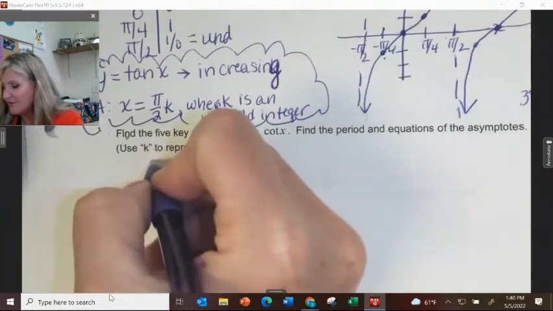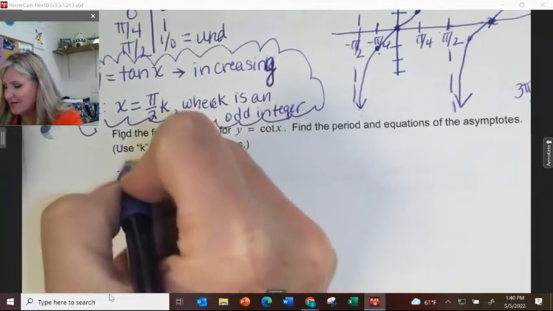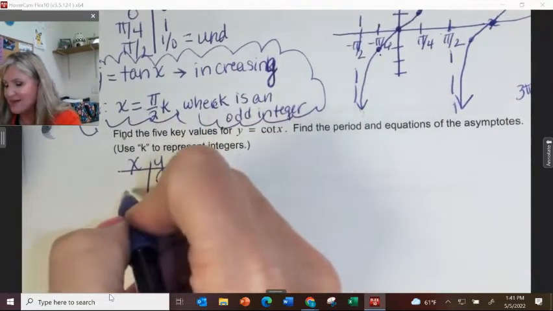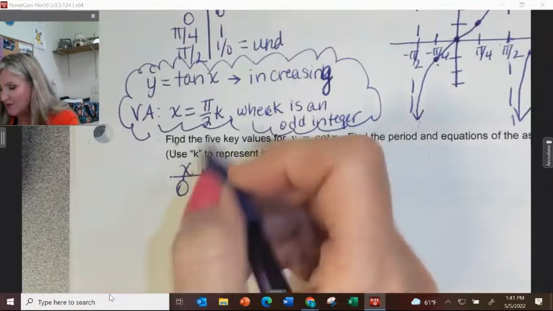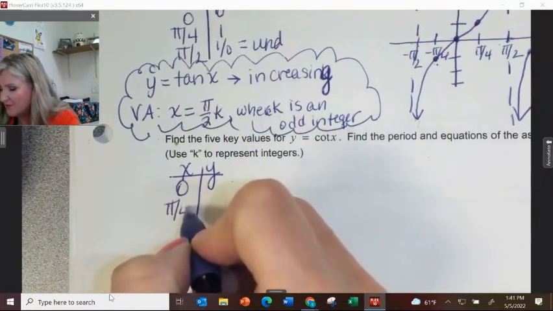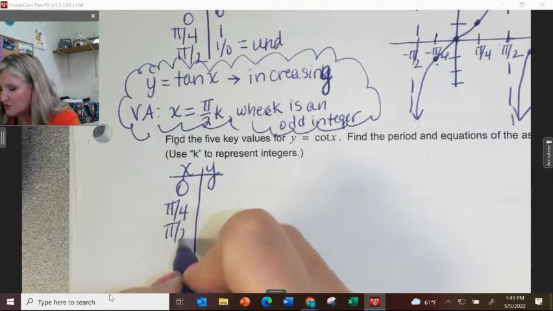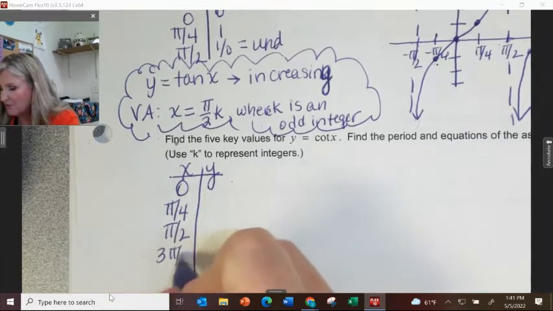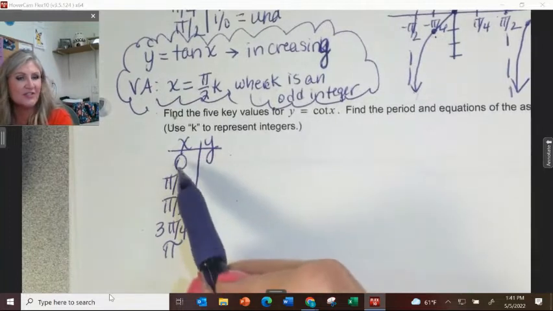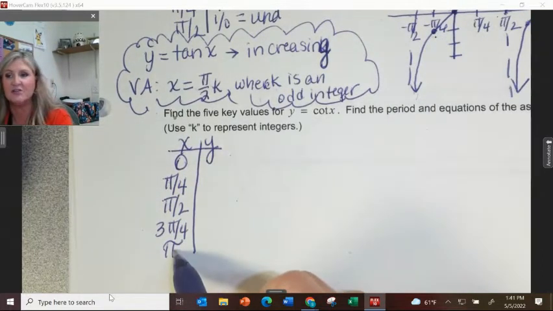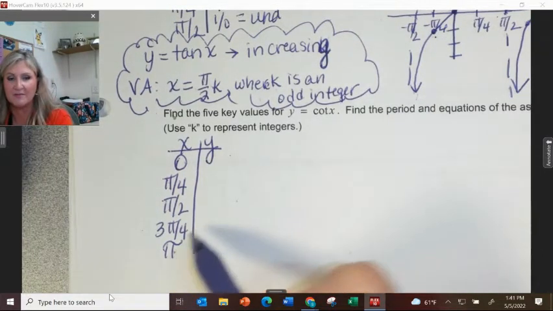So to get a feel for cotangent, I'm going to make another XY chart. But now we know the first vertical asymptote is going to happen at 0. And then we're going to use pi/4, pi/2, 3 pi/4, and pi. Notice that we're using different x's for tangent and cotangent than we did for sine and cosine.